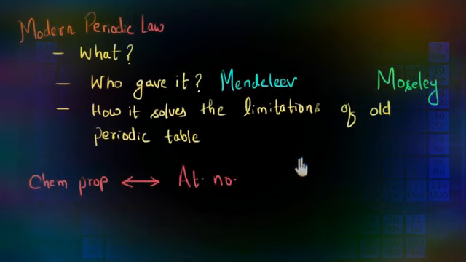Now let's summarize the video. In this video, we spoke about the modern periodic law. I hope you remember what it was and who gave it, Mendeleev or Moseley, and how it solves the limitations of the old periodic table. And I also hope that you understood the explanation of how chemical properties are related to the atomic number.